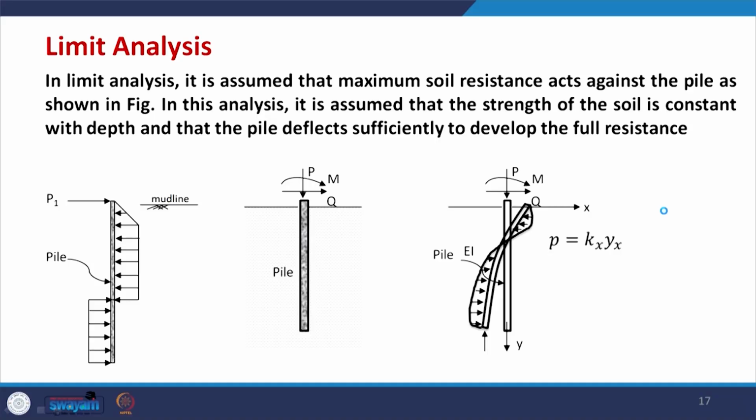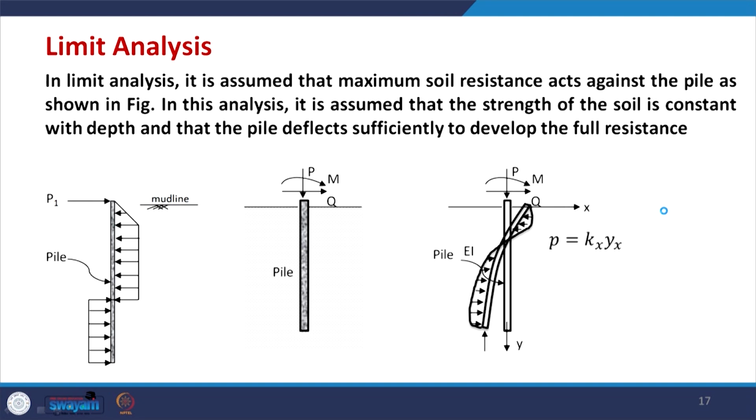So, due to these limitations, these conventional methods are now becoming obsolete for pile design, but still for simple cases these can be used to work out the pile load capacity, or at least to check the results. So, anything which is designed from other methods can be checked to see approximately how it performs using the conventional method. So, now we come ahead from the conventional method to other methods, elastic methods, and one part before the elastic method is limit analysis. And in limit analysis what is done? It is assumed that the maximum soil resistance acts against the pile as shown in the figure.